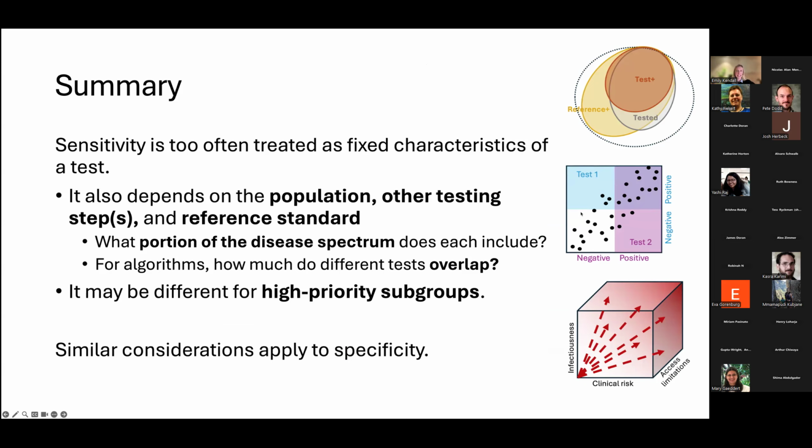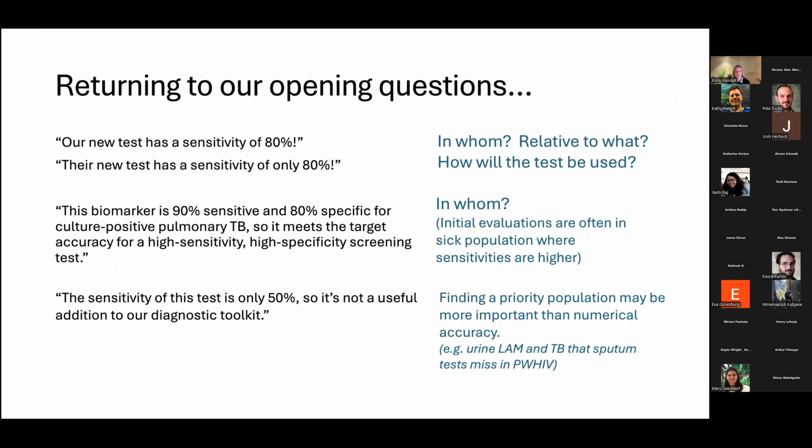What portion of the disease spectrum are they each detecting, and how much do those portions of the spectrum overlap? And for our algorithms, how much do the different tests overlap? And then I think we also need to be thinking about how test performance may be different in high priority subgroups and how that plays out in terms of health outcomes that we care about. And then we've looked at some of the ways that similar considerations apply to specificity.